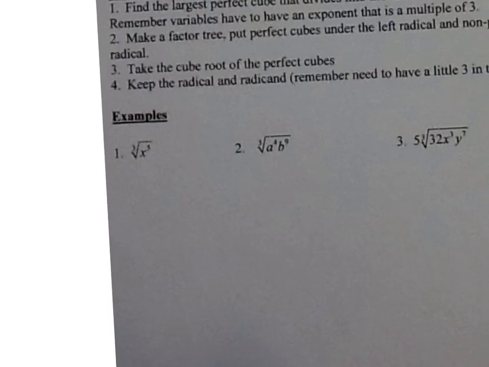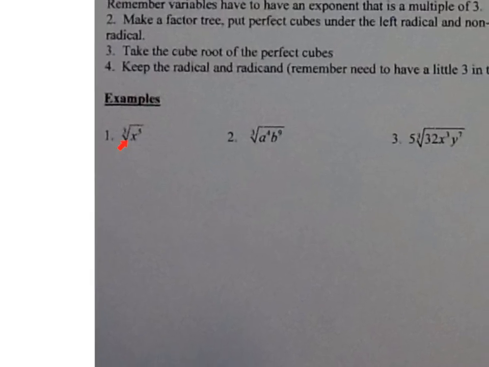Okay, so we have the first one, the cube root of x to the 5th power. All right, so we have here the cube root. Make sure you have that little 3 in the index. So start at 5 since I have a 5th power and work backwards. 5 is not divisible by 3, so it's not a perfect cube. Go backwards. X to the 4th, that's not a perfect cube because it's not divisible by 3. X to the 3rd, that's a perfect cube.